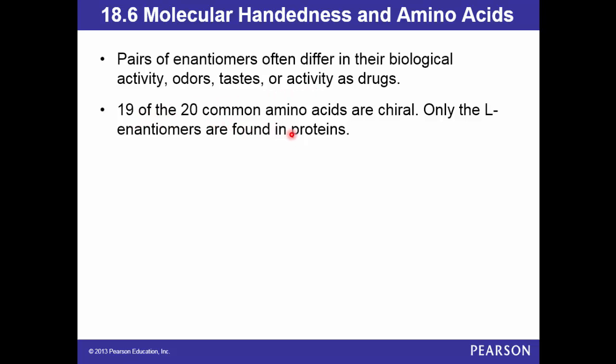19 of the 20 common amino acids are chiral. Only the L enantiomers are found in proteins. The only achiral amino acid is glycine. Why glycine? Because in glycine, the R group is a hydrogen atom, which is repeated. And in nature, the L enantiomers are found in proteins, and you cannot find the D. The D enantiomers are found, for example, in bacterial cell walls, in the structure of some antibiotics, etc.